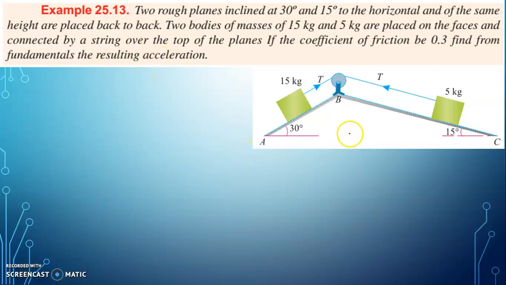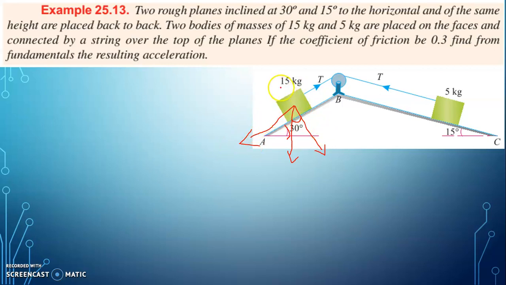First of all, we will find the reaction force exerted by the 15 kilogram and 5 kilogram blocks on each surface. First, I will write the weight of the 15 kilogram block. It will be 15 into 9.81, and it will have two components, one perpendicular to the surface and another parallel to the surface. The perpendicular component is given by 15 into 9.81 into cos theta. As the incline is 30 degrees, this angle will also be 30 degrees, so it will be cos 30. And the parallel component will be 15 into 9.81 into sin theta.